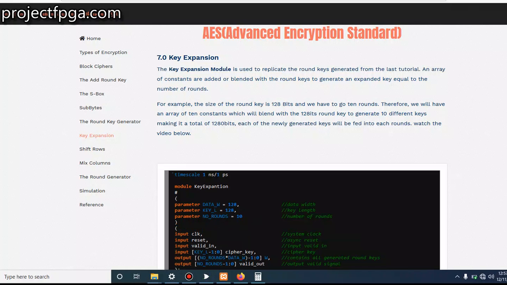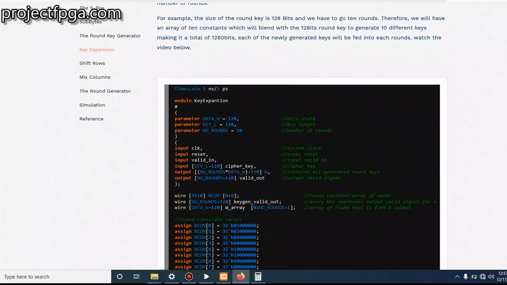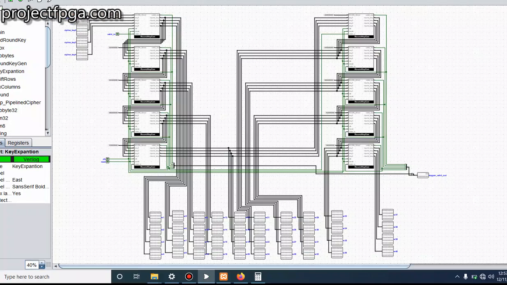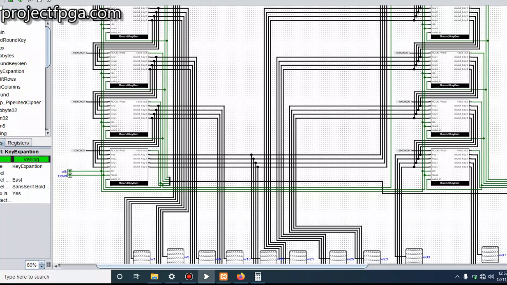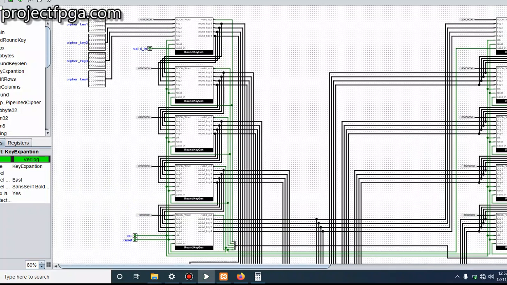So go over to projectfpga.com/AES and select key expansion. You will see the Verilog code for this. It's short as usual. This is what the logic sim circuit looks like. It looks a bit clumsy, but it's easy. I will explain. Let's first go to the input and see what's happening there.